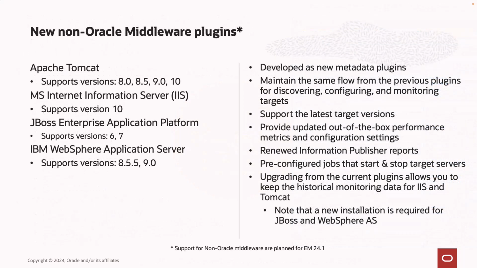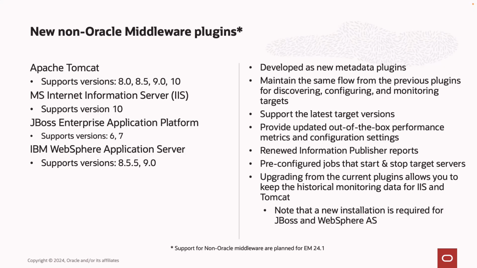As briefly mentioned in the previous slide, in the upcoming release of Enterprise Manager 24.1, we plan to introduce brand new non-Oracle middleware plugins. These plugins cover third-party middleware servers, which are Apache Tomcat, Microsoft IIS, JBoss Enterprise Application Platform, and IBM WebSphere Application Server. And these are not just updates to our existing plugins for the same target types. They are newly developed metadata plugins designed to maintain the same workflow as the current plugins.